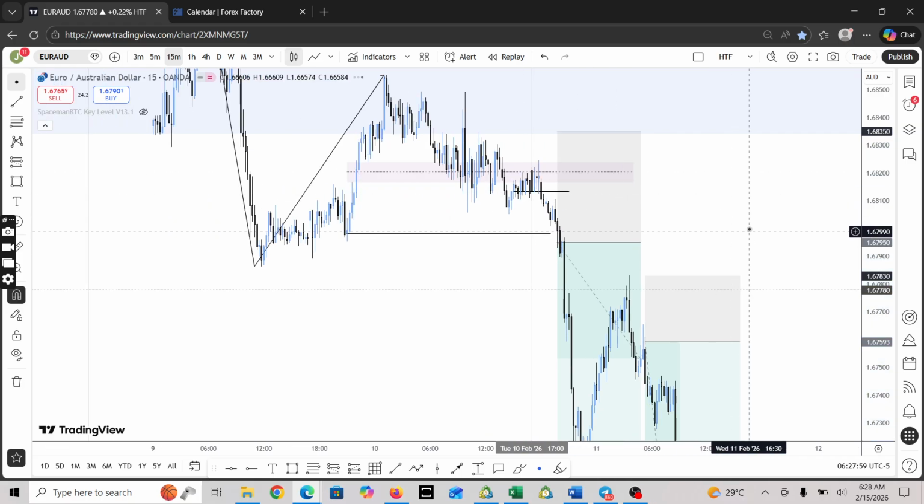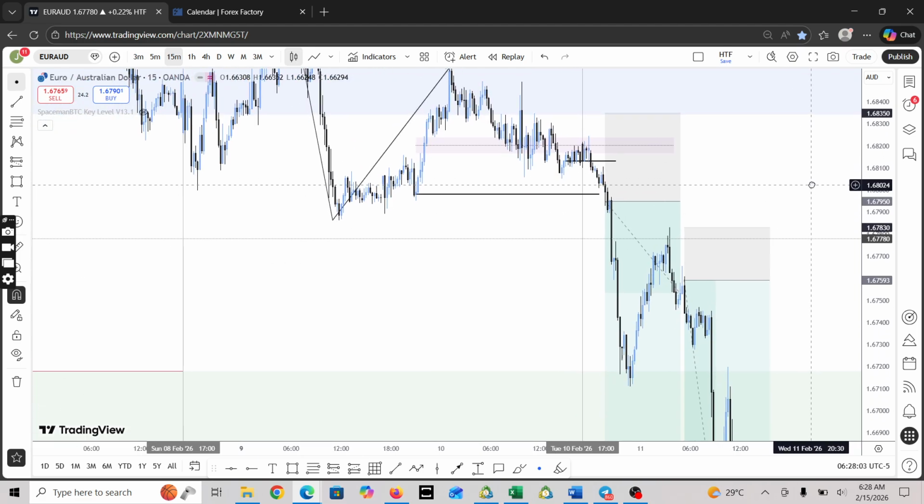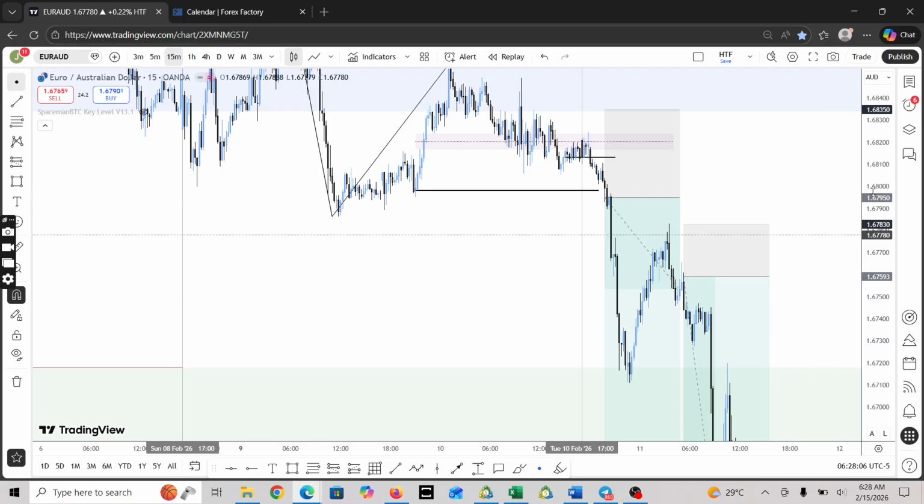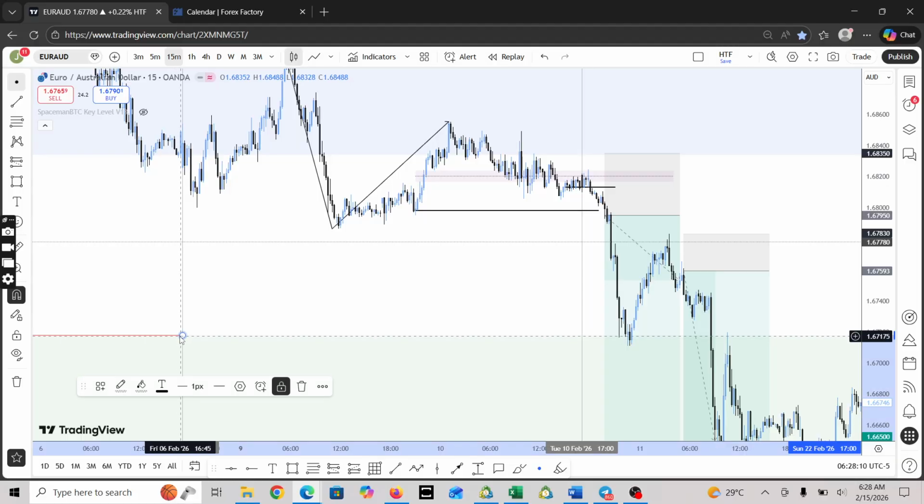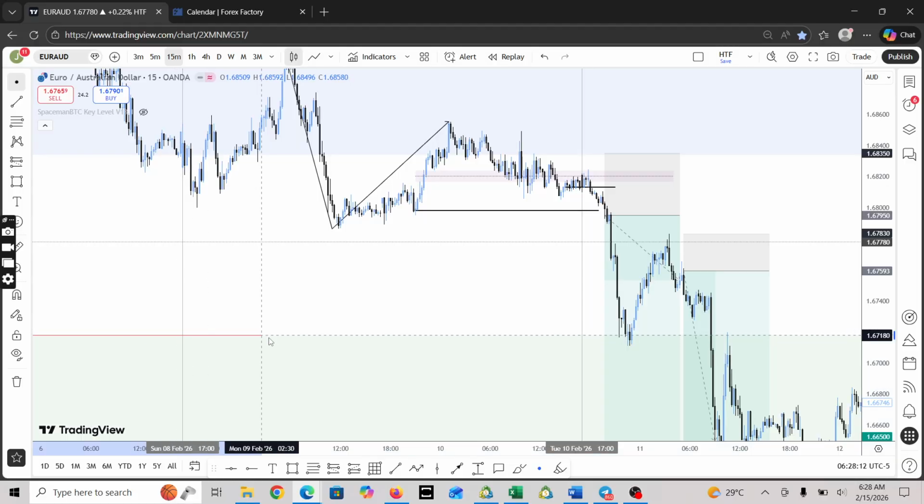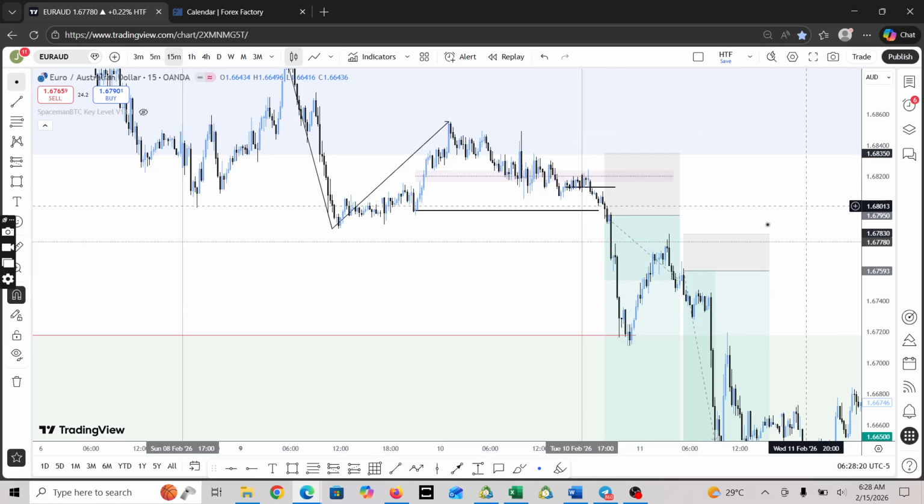Now where did I set my first TP? My first point was, remember the level I marked on the H1 on the weekly? This is it. The first level I marked on the weekly.